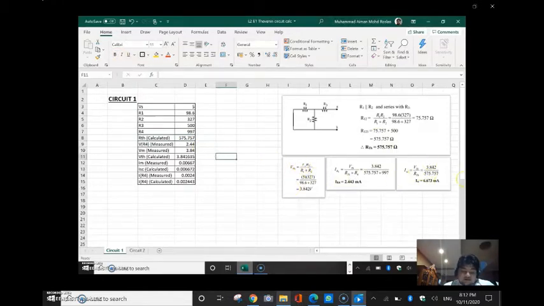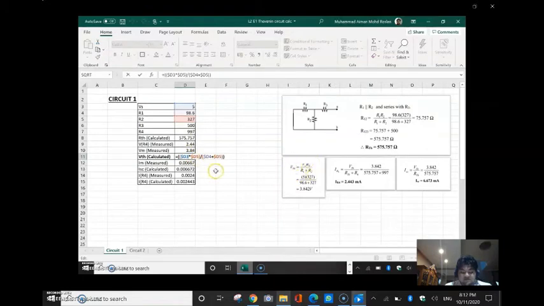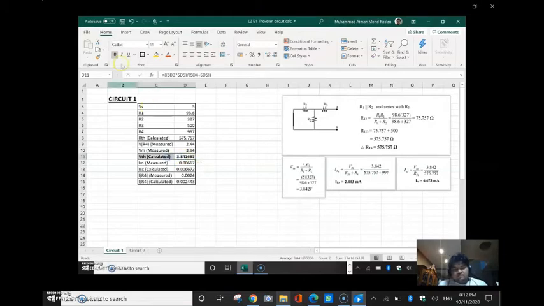Now, for the calculations, we have RTH, which is simplifying R1, R2, and R3 into a single resistance without R4. VTH is the voltage difference across terminal AB without R4, and ISC is the current going across terminal AB where R4 is removed. So then we will be calculating the values here by using the formulas on the right. And then we will be comparing them to see how close they approximate each other.